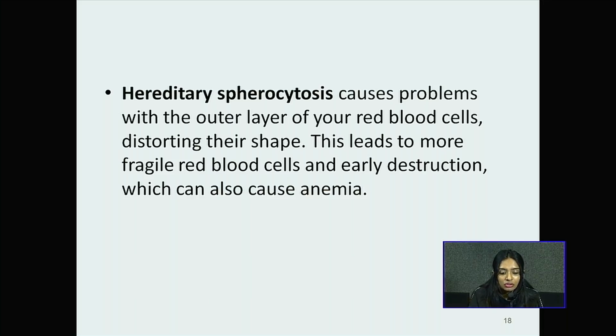Now, hereditary spherocytosis. As we all know, hereditary spherocytosis occurs when the protein named spectrin is abnormal. So it causes a problem with the outer layer of the RBC, distorting its shape. If the layer is distorted, the shape of the RBC will also change. This leads to more fragile RBCs. They tend to break easily, and they get destroyed early, which can also cause anemia.